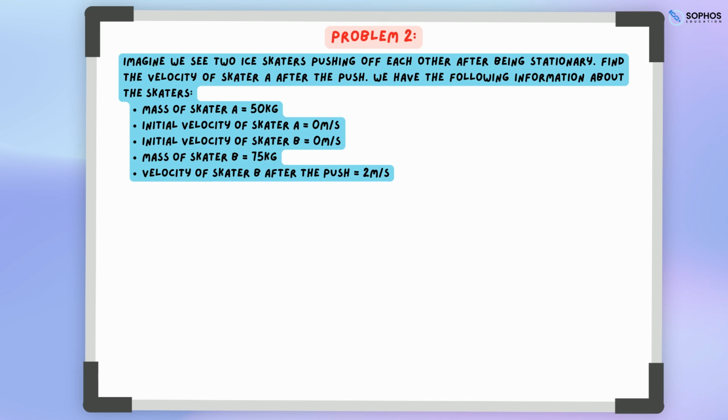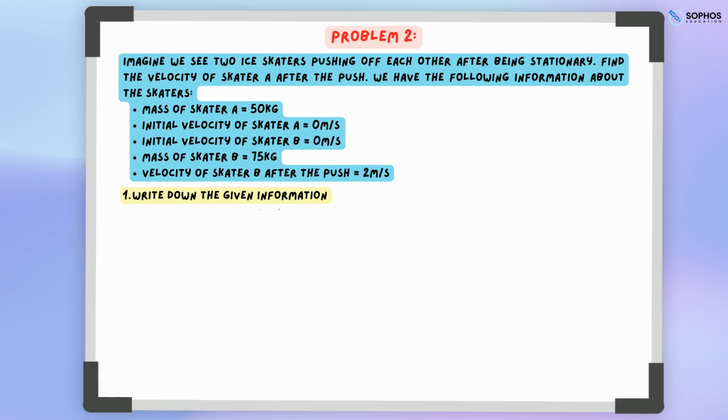We are also told that the mass of skater B is 75 kilograms and that after the push, they have a velocity of 2 meters per second. In this question, we want to find the velocity of skater A after the push. Just like the last question, the first step is to write down the given information. Using the mathematical notation also helps here.